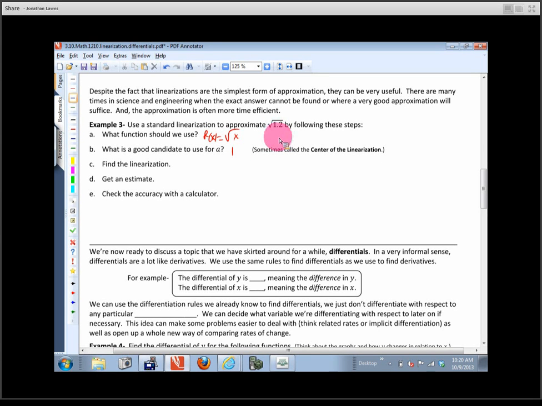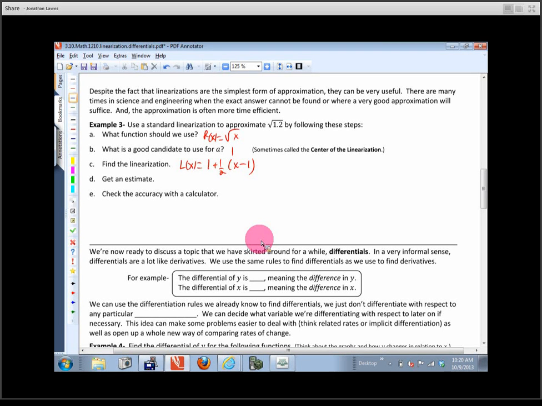So find the linearization. Is this hard? I just did it. Thank you very much. And you have it on the same page, don't you? So this is going to be 1 plus 1/2 times x minus 1. There's our linearization. It's the one that we found at the bottom of that previous page.